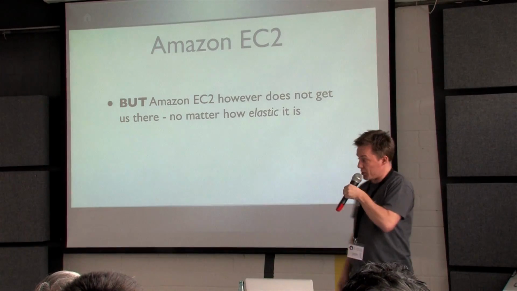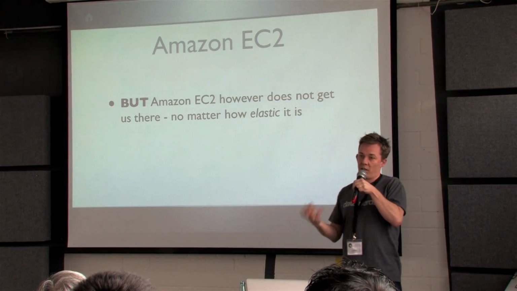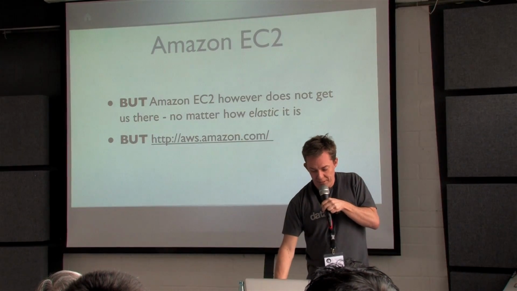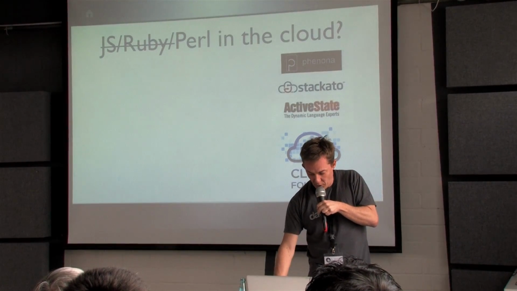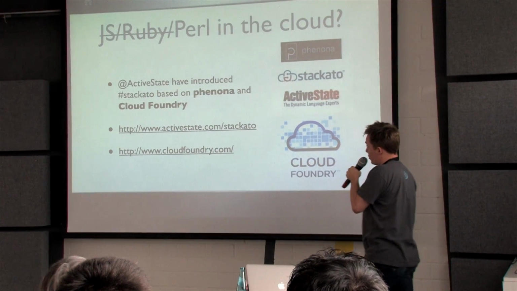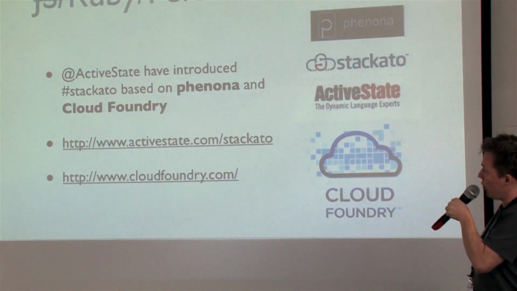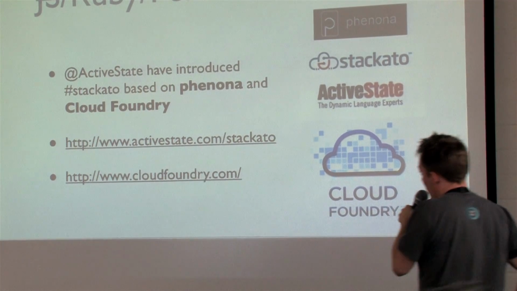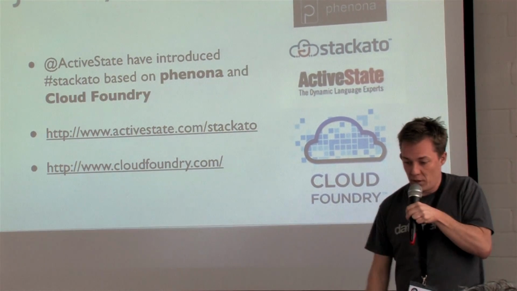But Amazon EC2, as Perl develops, does not really get us there. There's a lot of friction still, and it's really elastic, but it doesn't really get us there. So, luckily, ActiveState have introduced this Stackato platform, which is a so-called microcloud based on a project called Venona, which they acquired, and it's based on the open source project called CloudFoundry. And you can find more on these URLs. I'm going to go over it now.